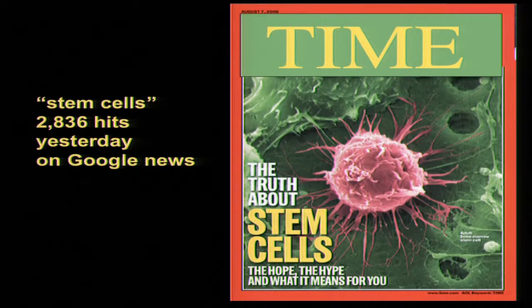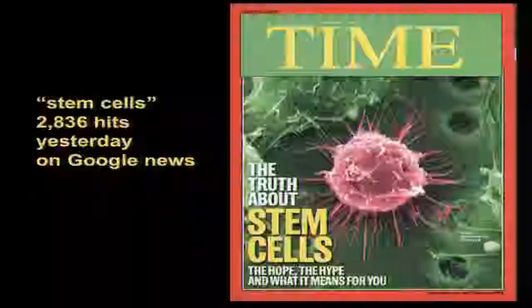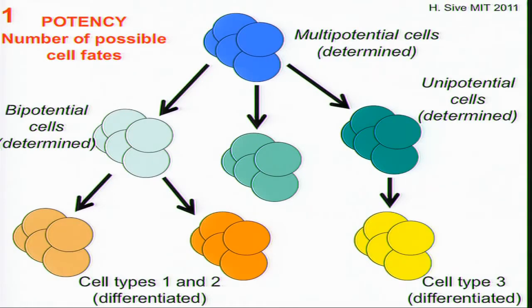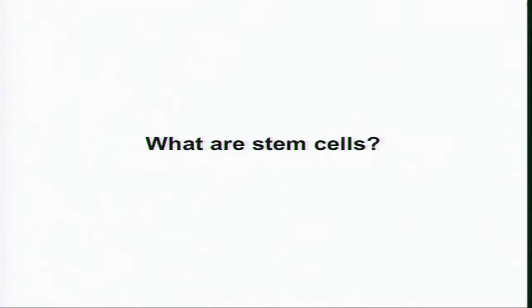Stem cells, I'll point out, whatever they are, got almost 3,000 hits yesterday on Google News. This is way below baseball, which got 45,000, I checked. But still, as science topics go, stem cells are really up there. And they're on the covers of magazines over and over again. We'll talk more about why that is. Here's a diagram that I drew for you, not on your handouts. Let's not dwell on it.